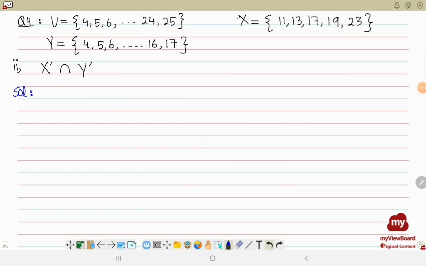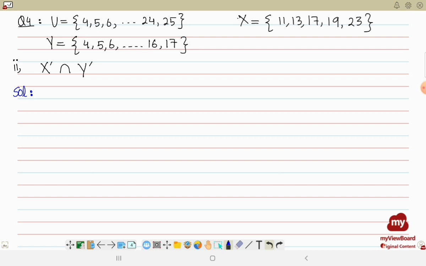Okay, now we will be solving part number 2 of question number 4. Now if you see, I have just made the list of all the elements which are given in these sets. So U was the universal set, inside it you have elements from natural numbers, and the X set was of prime numbers, and then the Y set was of whole numbers. Let's solve the second part now.